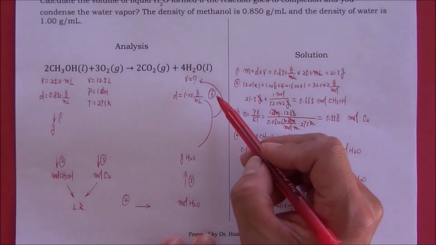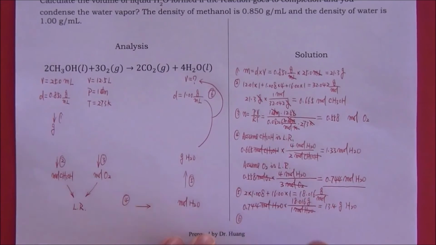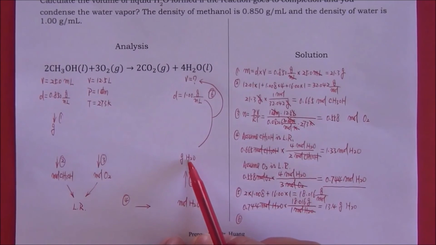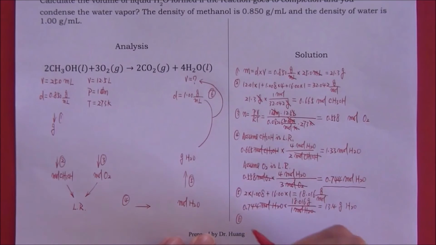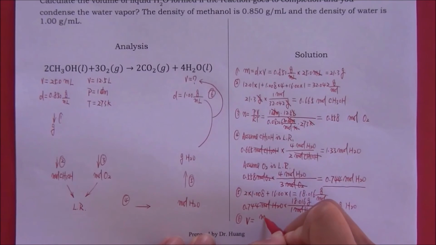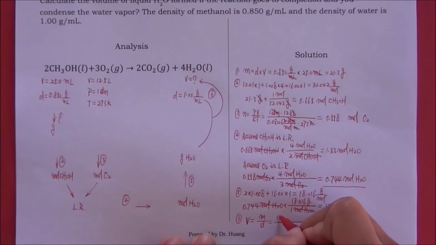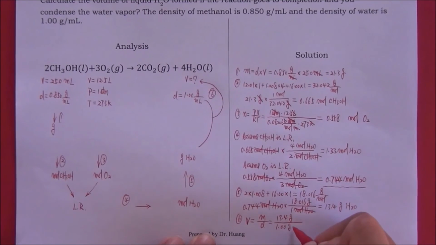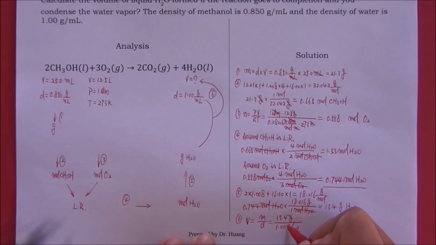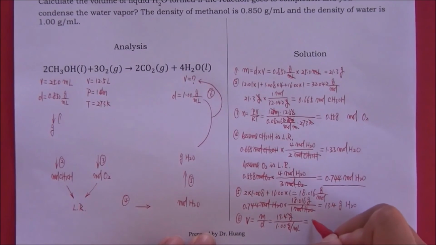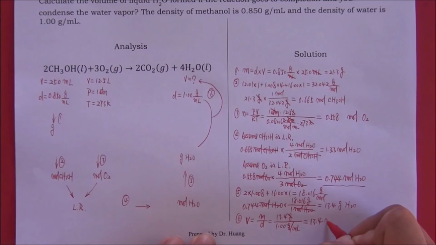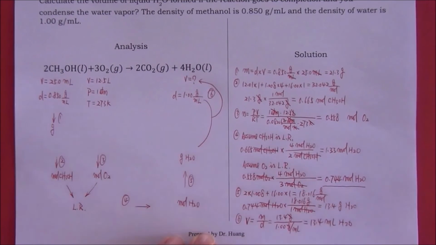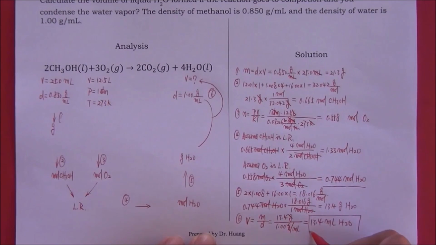Let's do the last step, step 6. We need to convert the mass and density into the volume. Volume equals mass over density. 13.4 gram and the density is 1.00 gram per milliliter. What we get is 13.4 milliliter of water. And this will be our final answer.